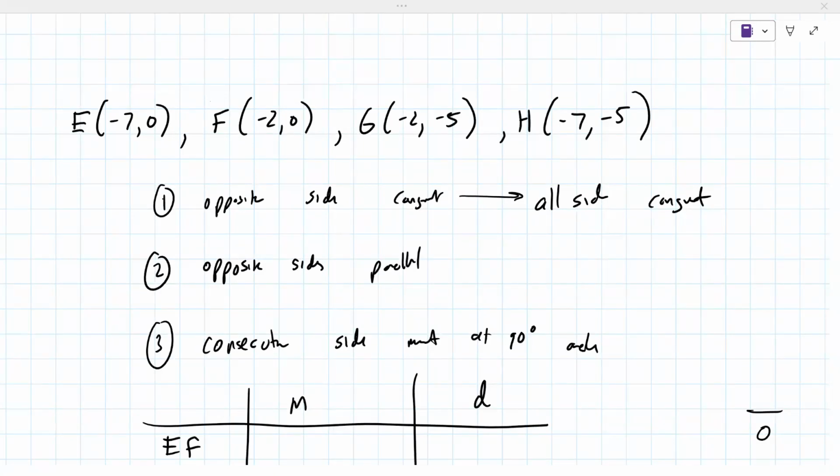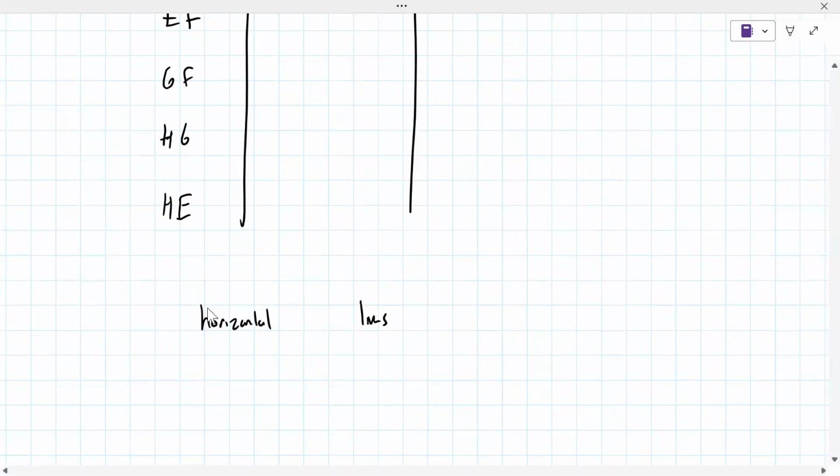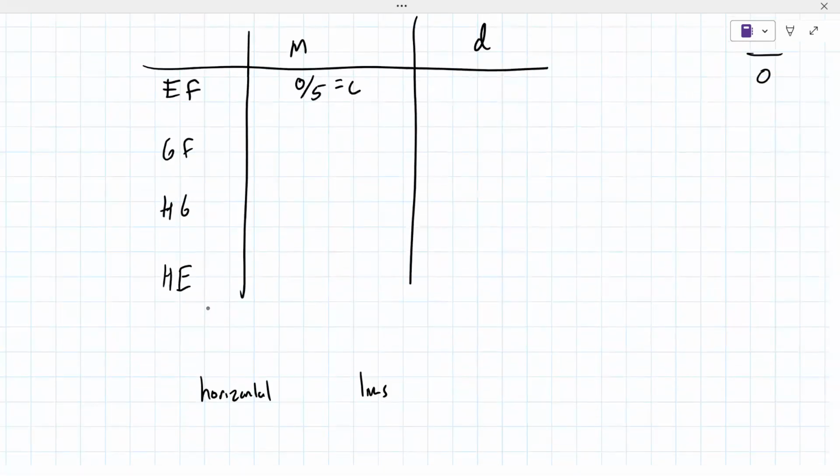Wait, what do you do? I know you just said it's undefined, but if there's no rise, would I just write the run over zero? Okay. So horizontal lines. For example, E to F would be 0/5. Yeah, horizontal lines. You could write 0/5, which equals zero. Horizontal lines have zero slope, which is not the same as no slope. Vertical lines have no slope, or preferably undefined slope.